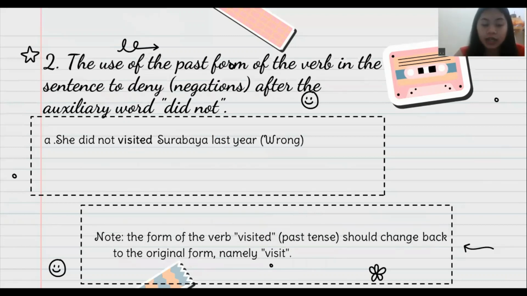Number 2, the use of the past form of the verb in the sentence to deny or negation after the auxiliary word did not. For the example, "He did not visited Surabaya last year." This sentence is wrong. The right sentence is, "She did not visit Surabaya last year." Why? Because the form of the verb visited for the past tense should change back to the original form, namely visit.